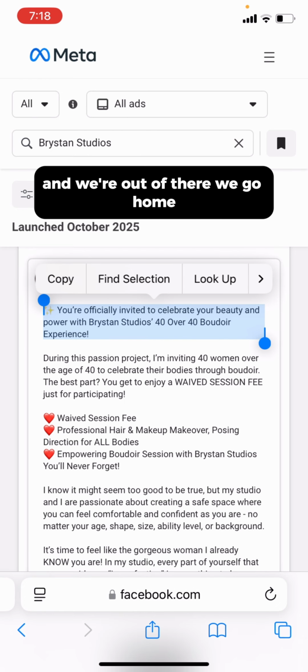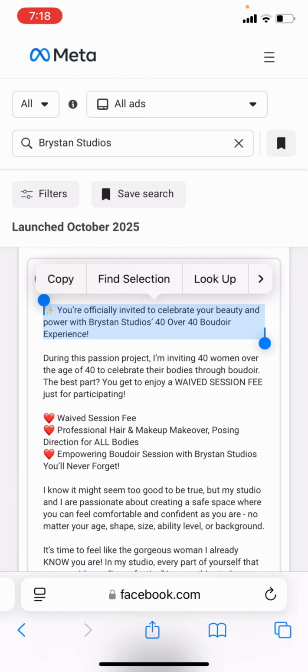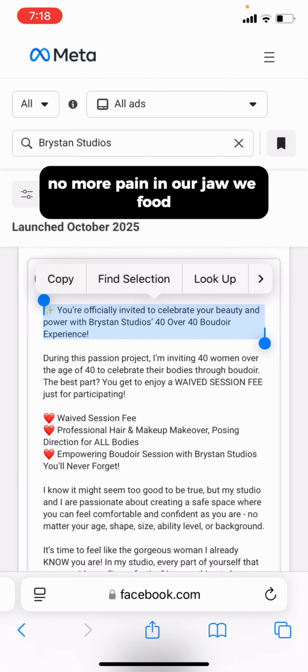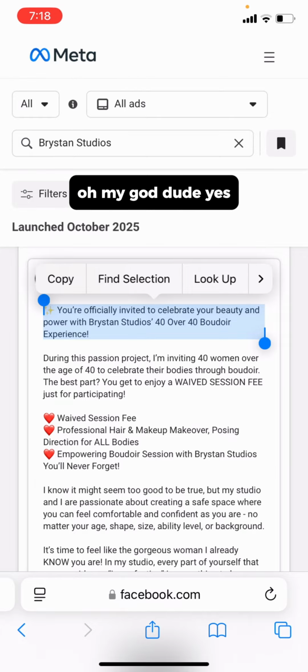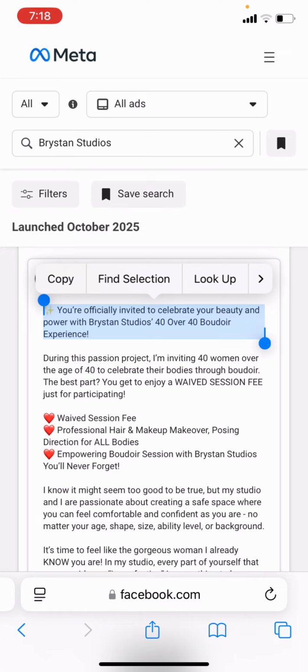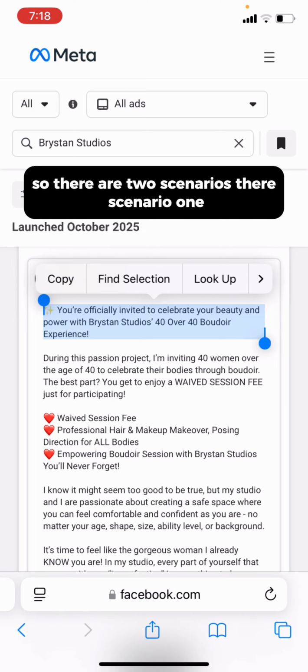We go home. Boom, no more pain. No more pain in our tooth, no more pain in our jaw. We eat food, no more pain. We're like, oh my God, dude, yes. Thank God. No pain, back to normal. Yes, no more pain anymore. So there are 2 scenarios there.